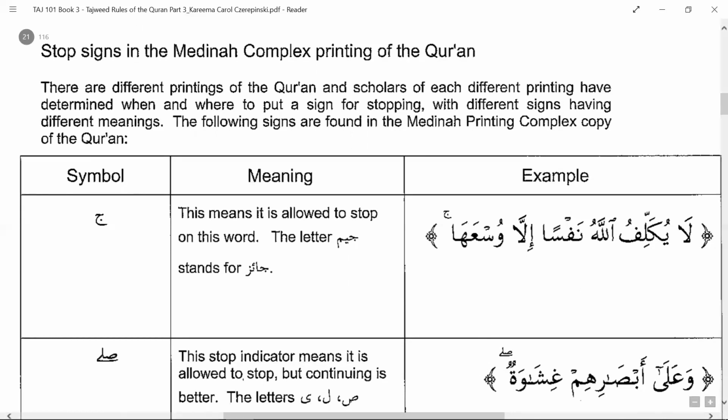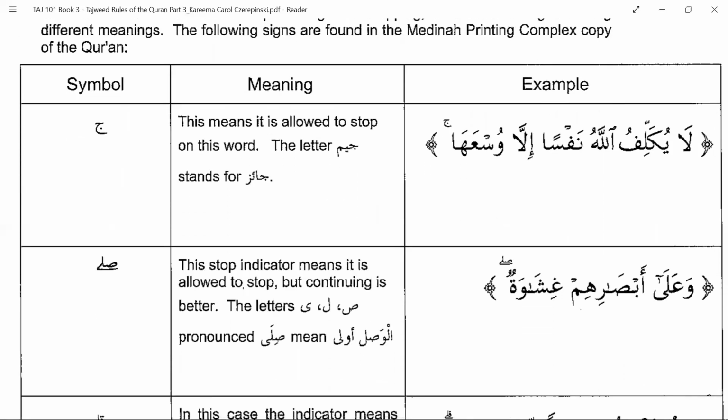As you know, there are different printings of the Quran, and scholars of each printing determined when and where they need to put a sign for stopping. These different signs have different meanings. The signs that we are doing are the ones found in the Madina Mushaf, and we will see what they actually mean. Why are they put over there? It is a stop sign, meaning there is something related to a stop over there, but they have different meanings.